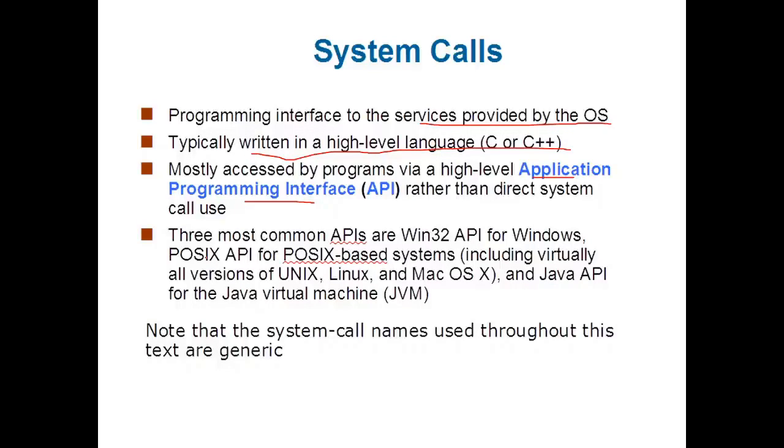There are some API software available, like Win32 for Windows and POSIX API for POSIX-based systems like Unix, Linux and Mac operating system. These are sets of APIs which are there for specific operating systems.